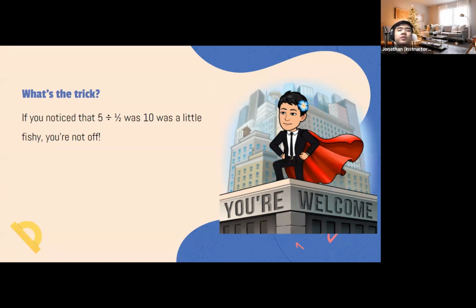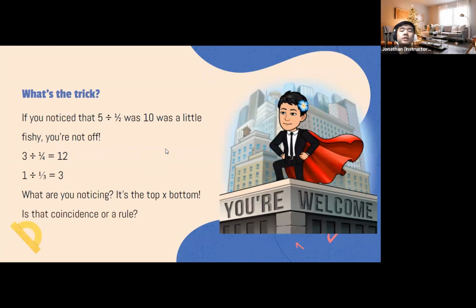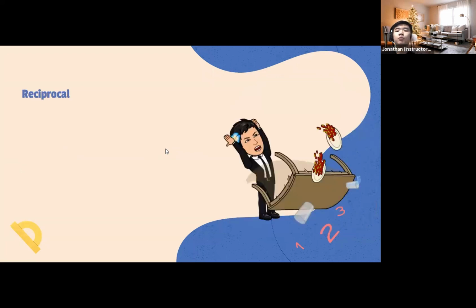But if you are very big brain and you noticed that 5 divided by 1/2 being 10 was a little fishy, there's something going on here. Let me give you some more examples. 3 divided by 1/4 is 12. 1 divided by 1/3 is 3. So basically, what are you noticing? It's just the top times the bottom. Is that a coincidence or is that a rule? Well, let me give you a hint. It is a rule. So before we go on to that, we have to learn what a reciprocal is.